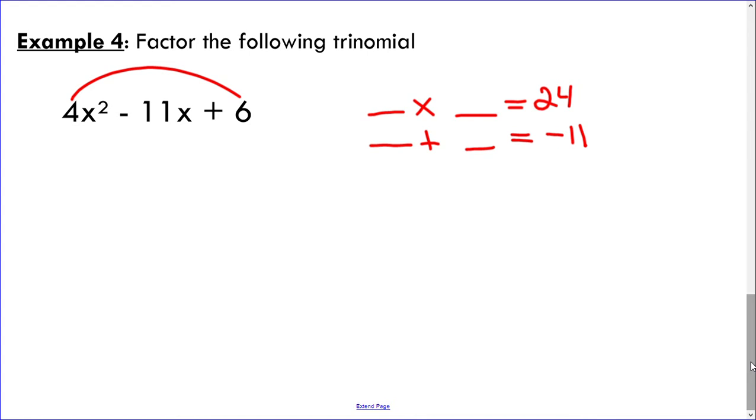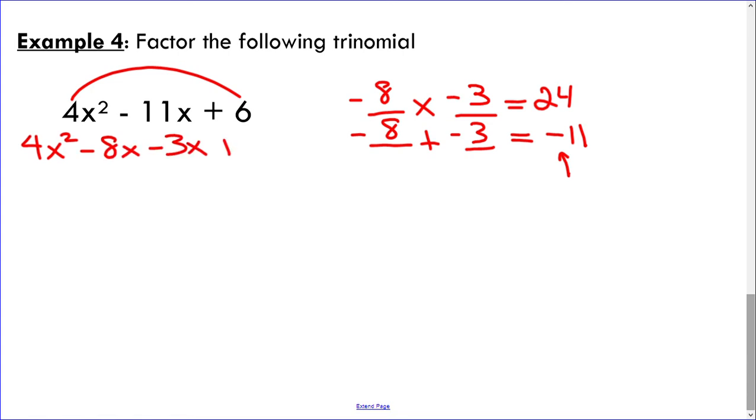So remember, if I have a negative value as my addition term right here, that means that both of these are going to have to be negative, right? Because a negative times a negative will have to give you a positive value. So I know these numbers are going to end up adding together. And so 8 and 3 are the ones that come to mind when I think of multiples of 24 and adding to make 11. So same steps as before: 4x squared minus 8x minus 3x plus 6.